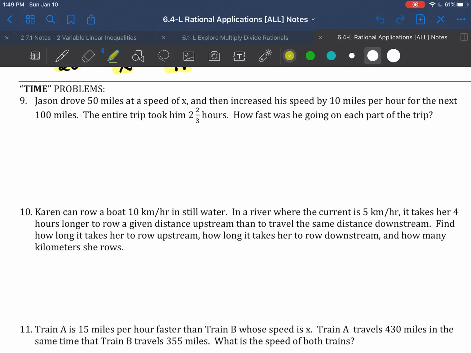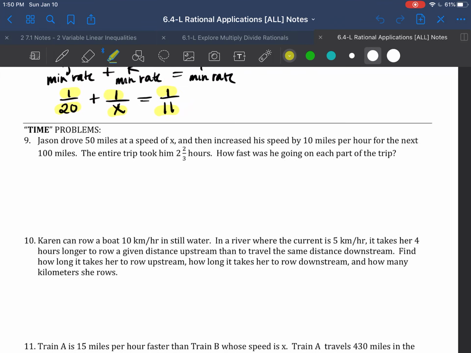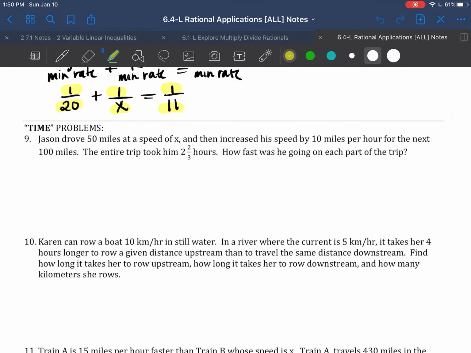All right, so we made it to the time problems, and these are always the hardest. And so this video is probably going to be the longest. So the first thing I want to talk about is in each of these kinds of problems, you're going to be dealing with a distance, a rate, and a time.